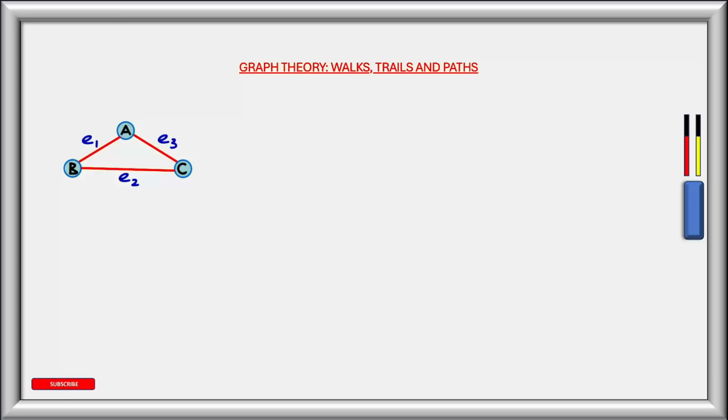In this video, we're going to break down the specific constraints of each, moving from the most flexible to the most restrictive. I've included chapters in the description so you can jump to a specific definition, but I recommend watching the examples in order to see how the rules stack up. Let's get started. A walk is the most basic sequence of edges and vertices.